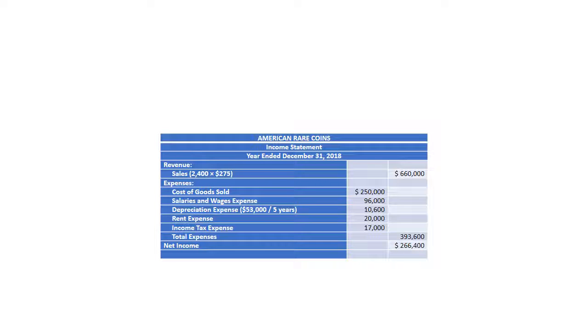In requirement 2, we are asked to create ARC's income statement for the year ended December 31st, 2018, using a single-step format with all revenues listed together and all expenses listed together. So we have to look into the information in the problem.